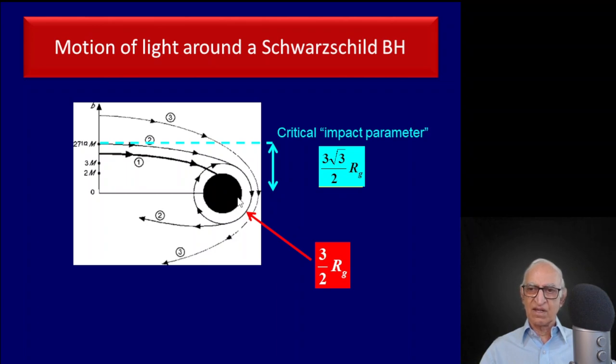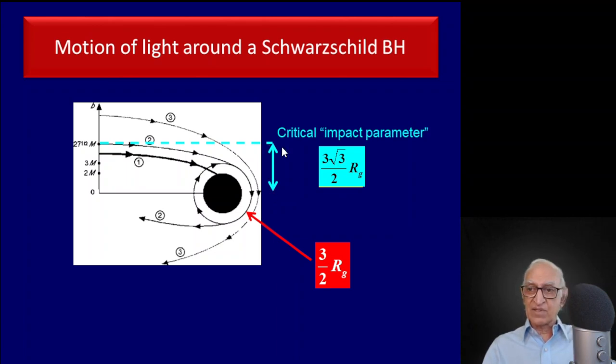Here is the central black hole. Now, let's imagine photon 3. Photon 3 is coming at a large impact parameter. It will swing around the black hole and escape to infinity with no problem whatsoever. Now let us look at photon 2, whose impact parameter, which is shown by this blue line, this distance, is the impact parameter for photon 2.